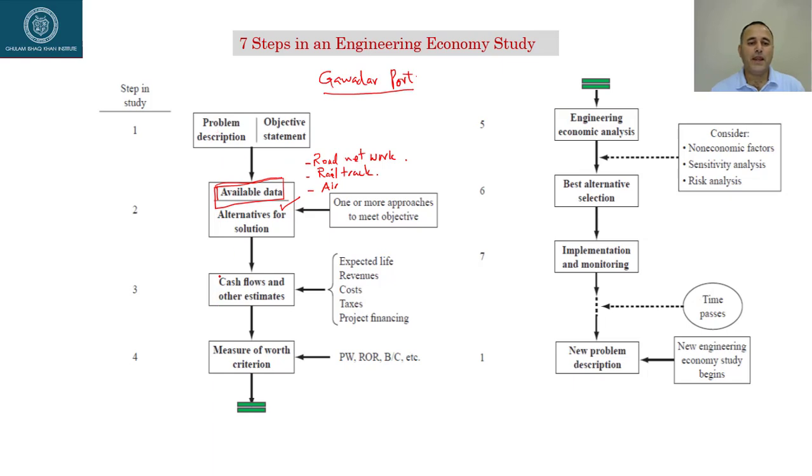Your next job as an engineer is to forecast cash flows and other estimates. While estimating the cash flows, the first thing to start with is the expected life of the project, revenues associated with that project, and of course there will be some costs, taxes, and project financing. As I said, the resources are limited. If the government has only 100 billion rupees for development of this project, and the project turns out to be 120 billion, the government can always borrow money from banks or other sources by floating bonds or something else.